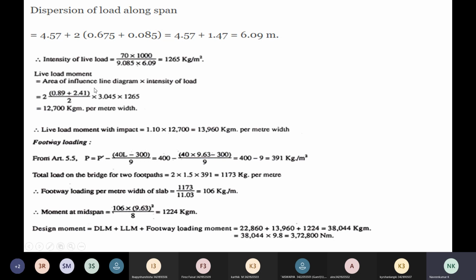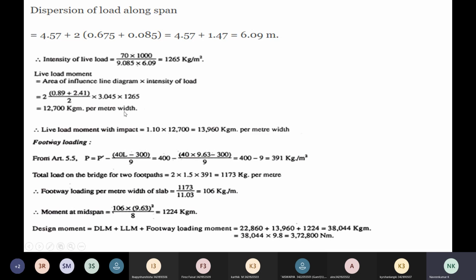Based upon the influence line method from the structural analysis subject, you calculate the intensity of the live load. If you have calculated the load, you can calculate the moment, right? So if you use the influence line method to calculate this particular live load moment, you know the intensity, and from the intensity you are calculating the moment.